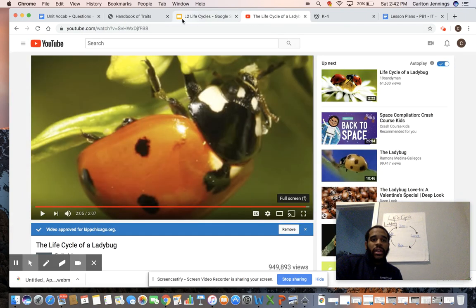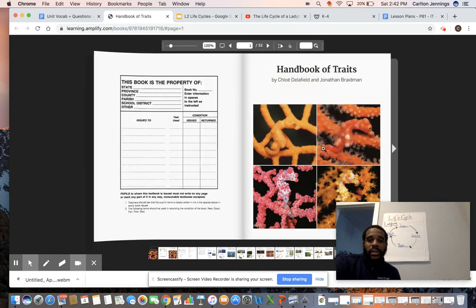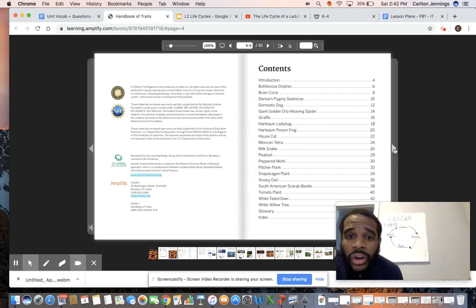So, go here to the handbook of traits. We're going to go to our table of contents. We're going to be looking for an organism that starts off as an egg. So we have bottlenose dolphin, brain coral, Denise's pygmy seahorse, domestic dog, giant golden orb weaving spider, giraffe, harlequin ladybug, harlequin poison frog, house cat, Mexican tetra, milk snake, peafowl, peppered moth, pitcher plant, snapdragon plant, snowy owl, South American scarab beetle, tornado plant, tomato plant, white-tailed deer, white willow tree.